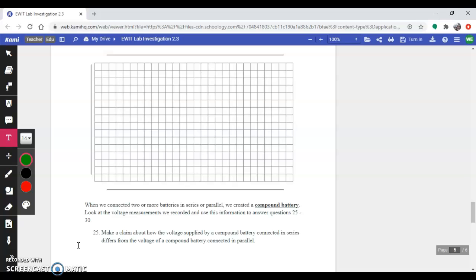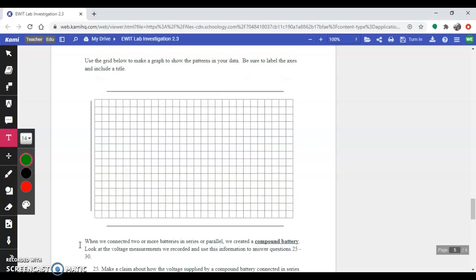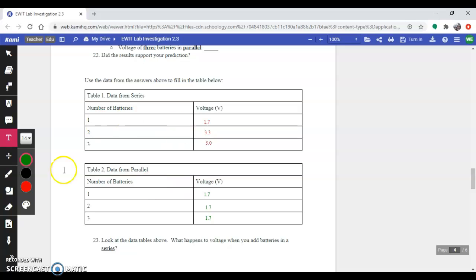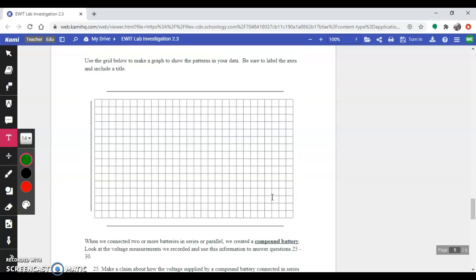in Lab Investigation 2.3. So I've got the graph up, and it says use the grid below to make a graph to show the patterns in your data. So you're taking the data from this table that you created. So be sure to label the axes and include a title.